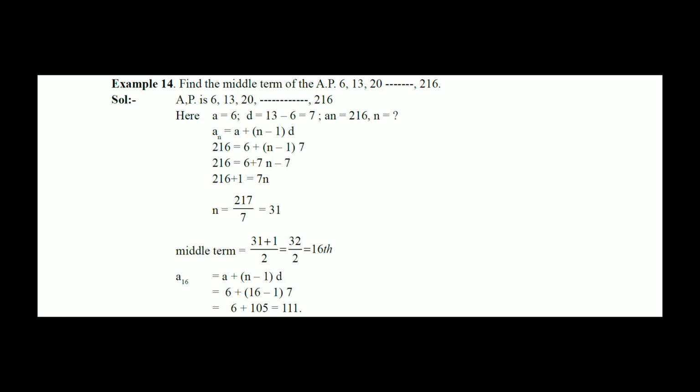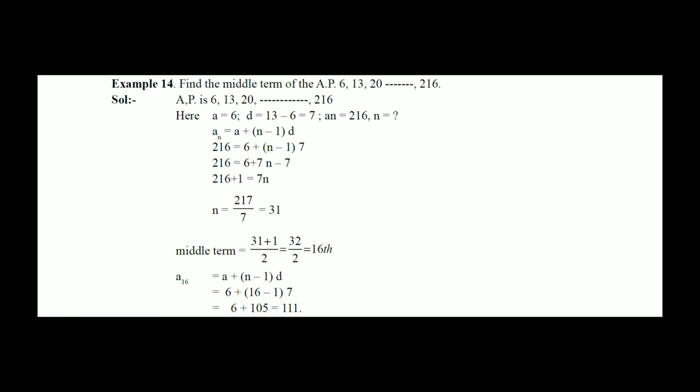And what was N? N was the number of terms. So in our given AP series, the number of terms is 31, means 216 is the 31st term. And from the 31 terms, which term will be the middle one? For that we have again a formula, N plus 1 upon 2, means 31 plus 1 upon 2, that is 32 by 2, it is the 16th term. Means we leave 15 terms from the beginning, 15 terms from the ending, total 15 and 15 is 30, and the middle term will be the 16th term.